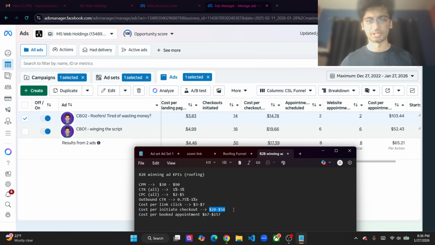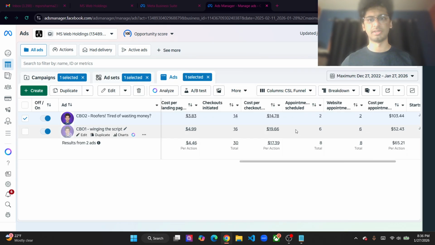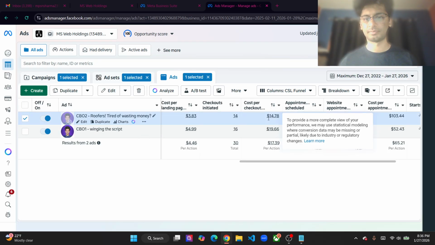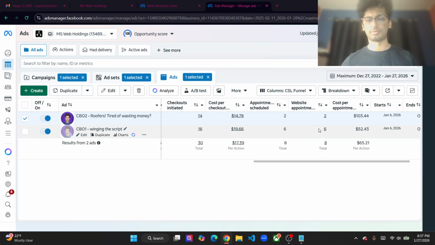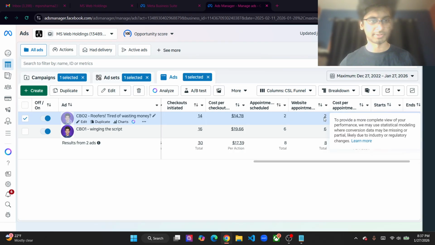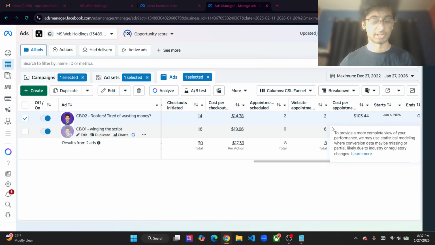The cost per initial checkout is $20 to $50, at least it should be. This is below that KPI, meaning it's even cheaper for us to run these ads and get the same amount of checkouts initiated. So both these ads, I would say, are winning ads, and I forgot to mention, 2 appointments scheduled for the second ad, 6 for the first ad.